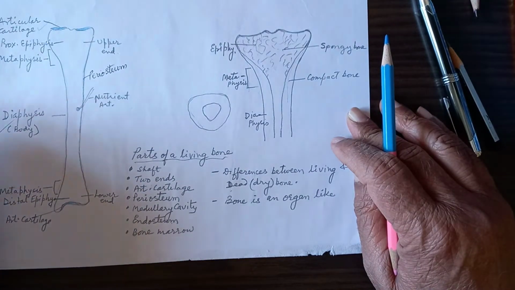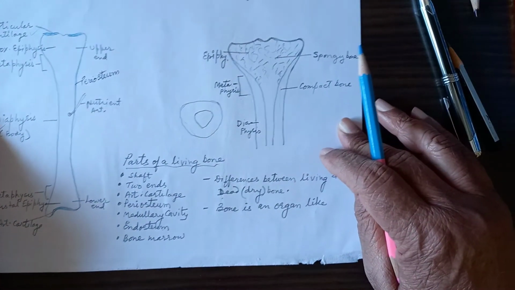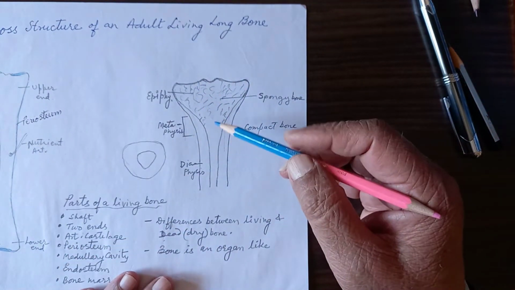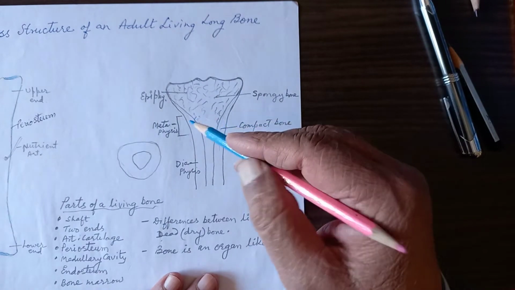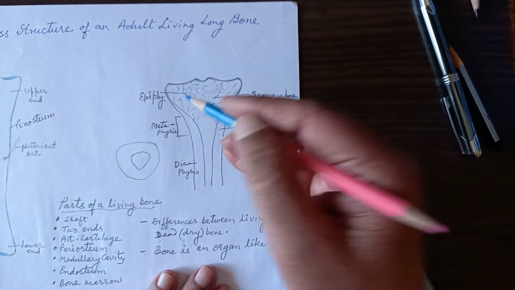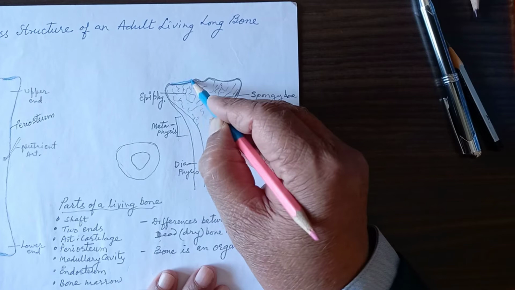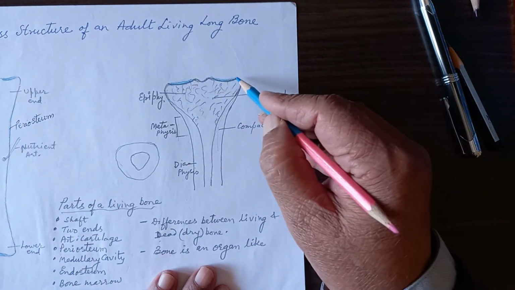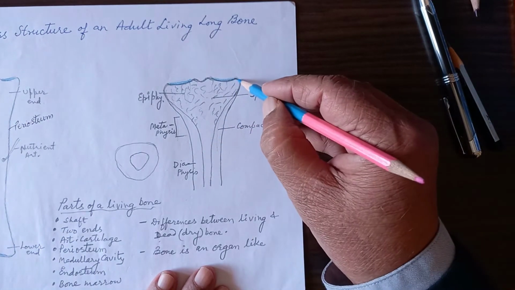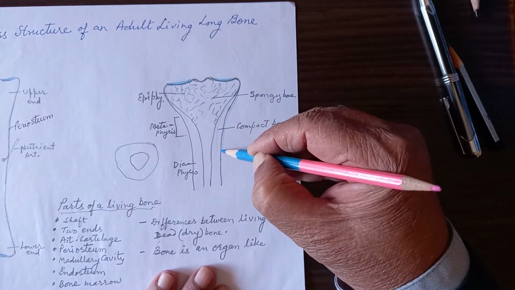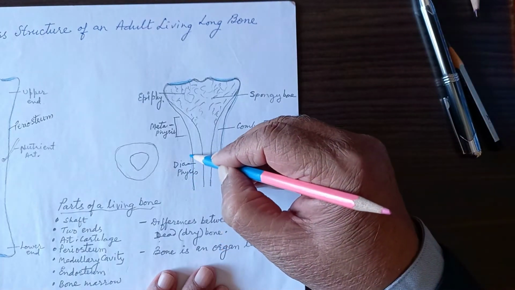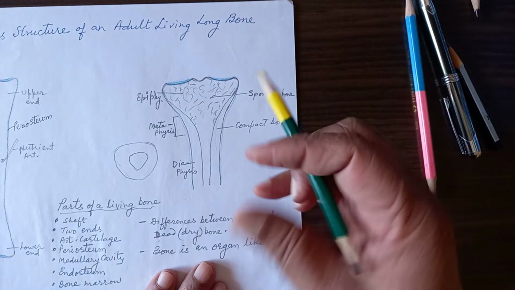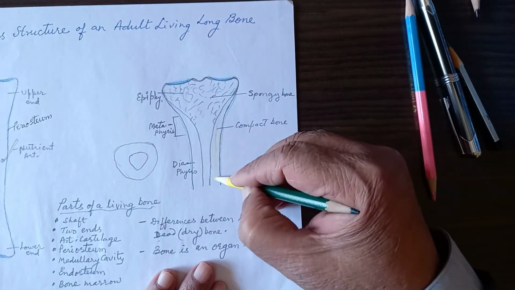Now this was the gross structure of a living bone, as seen from the outer surface by the naked eye. But if we cut a section of this living long bone, say for example in this diagram, we are seeing the upper end of the tibia. Here it is covered by the articular cartilage, where it comes in contact with the femur to form the knee joint. It is also covered on its outer surface by the periosteum, so I am drawing the periosteum, and you will see that it is made up of two different types of bone.